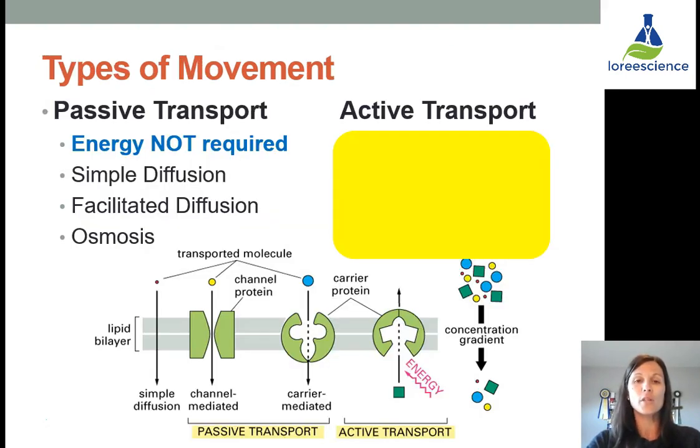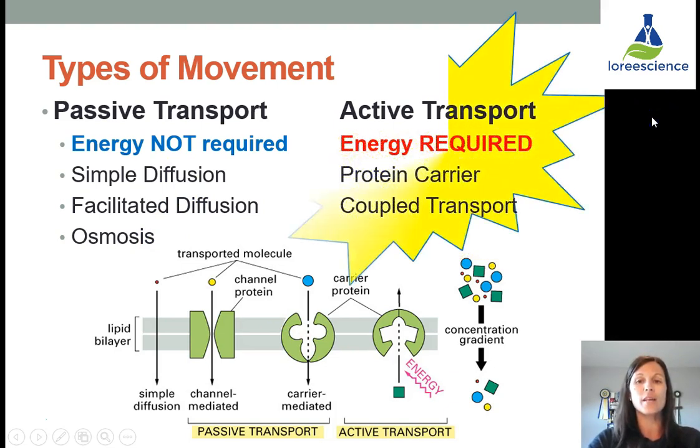First of all, we have to look at the two major classifications of movement, passive and active transport. Passive transport does not require energy to occur. This is because it uses the concentration gradient. In passive transport, all substances move from an area of high concentration to an area of low concentration. So this includes simple diffusion, facilitated diffusion, and osmosis.